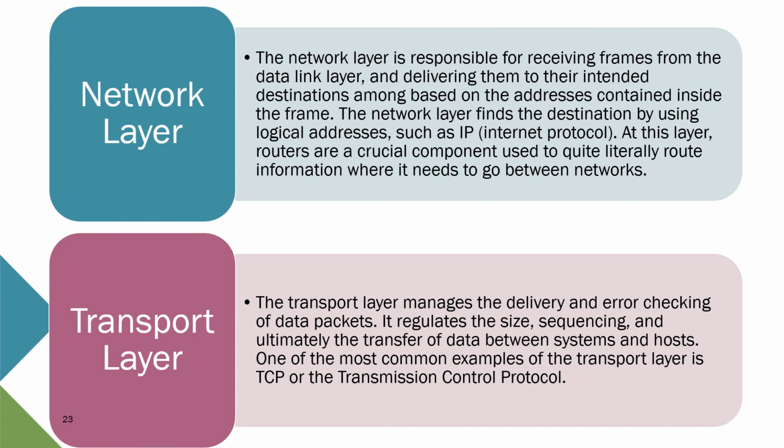After the network layer, it goes to the transport layer. The transport layer manages the delivery. Once the network layer has confirmed the address and everything, the transport layer will transform the data, and manage the delivery and error checking of the data packets. It regulates the size, sequencing, and ultimately the transfer of data between systems and hosts. One example of this transport layer is TCP, or Transmission Control Protocol.